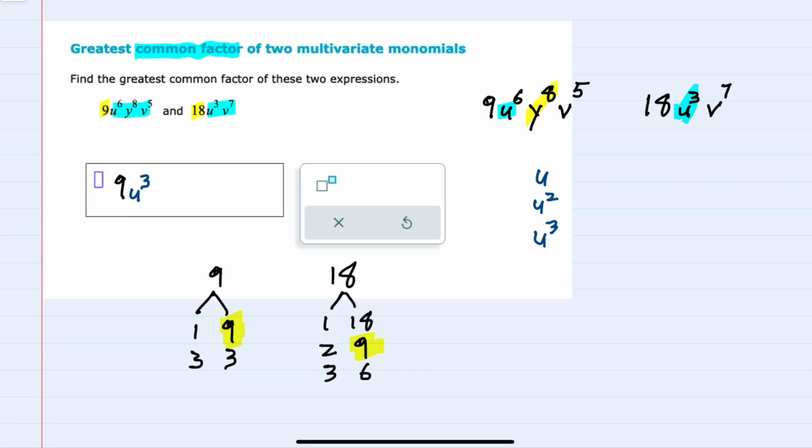But if I move to the v's, they both have v's. They both have at least one v. They both have at least two v's. They both have at least 5 v's. But they don't both have 6 v's. The maximum number of v's that they have in common is 5. So v to the fifth would be a part of that greatest common factor as well. So this would be the greatest common factor between these two monomials.